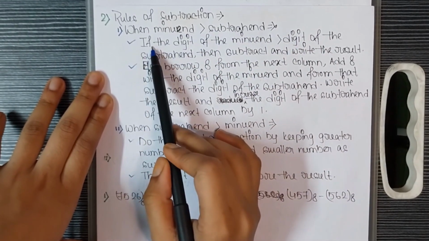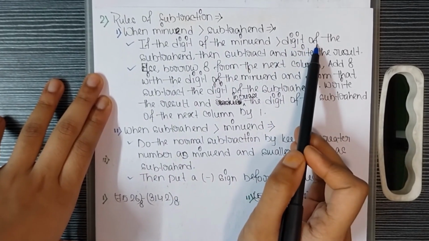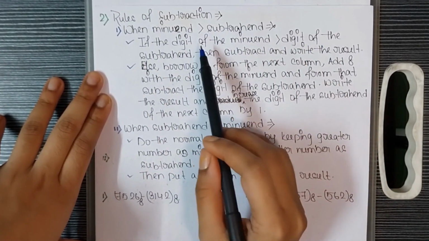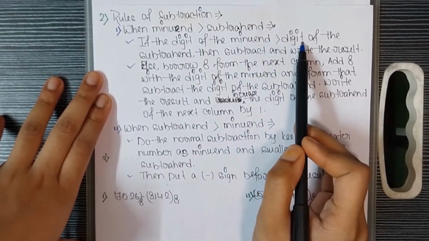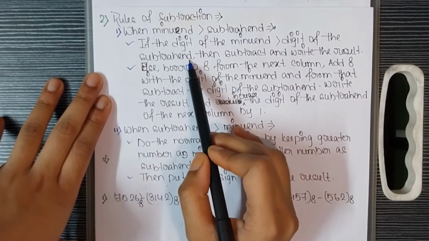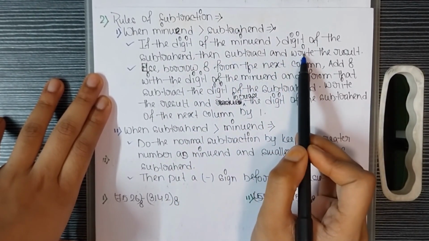The first rule: if the digit of the minuend is greater than the digit of the subtrahend, that is, if the digit of the first number is greater than the digit of the second number, then we have to subtract it and write the result.